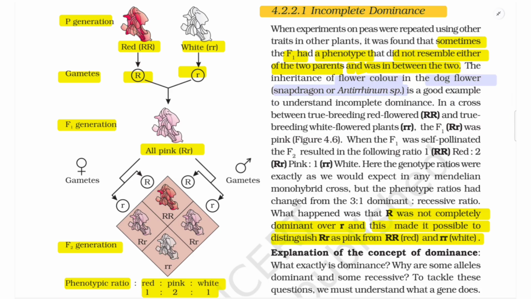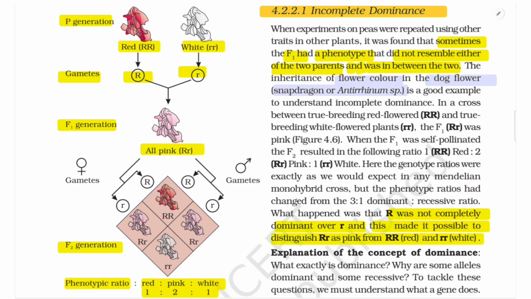4.2.2.1 Incomplete Dominance. When experiments on peas were repeated using other traits in other plants, it was found that sometimes the F1 had a phenotype that did not resemble either of the two parents and was in between the two. The inheritance of flower color in the dog flower, that is snapdragon or Antirrhinum species, is a good example to understand incomplete dominance. In a cross between true breeding red flowered RR and true breeding white flowered plant rr, the F1 Rr was pink. Figure 4.6.